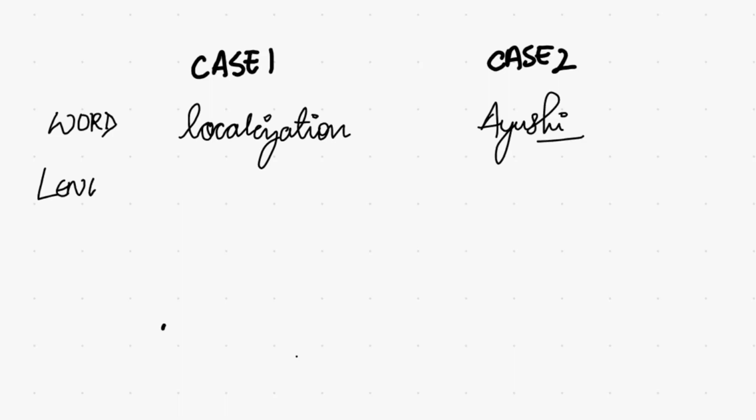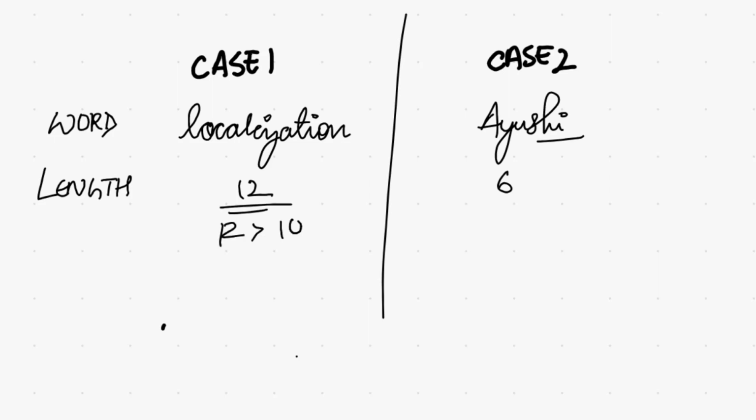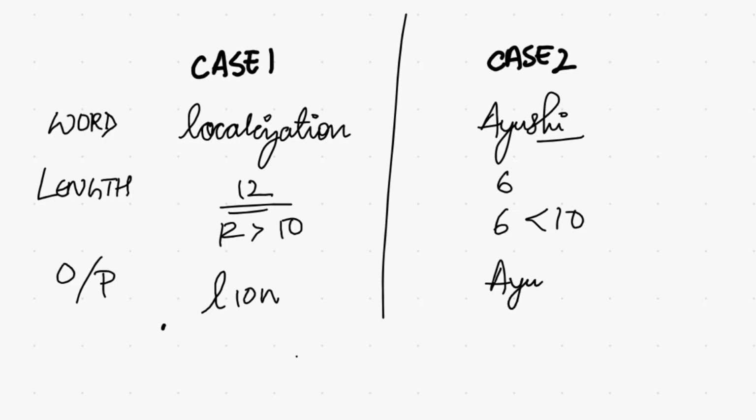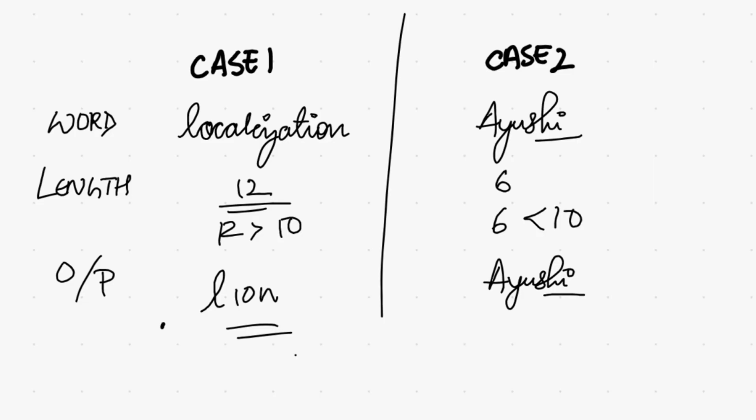The length of localization is 12 and length of word Ayushi is 6. 12 is strictly greater than 10. In that case, our output should be the first letter of the word, that is L, followed by the length. Removing the first and the last character is 12 minus 2, 10, and the last character of the word N. So our output becomes L10N.